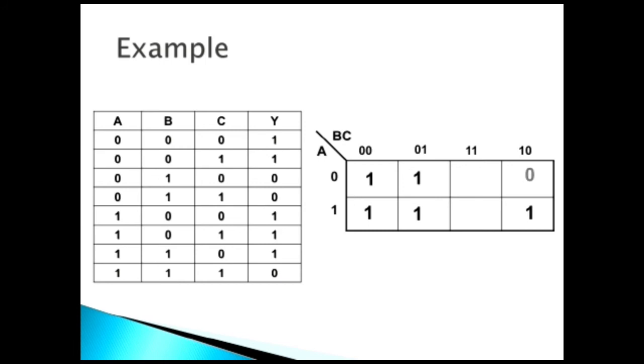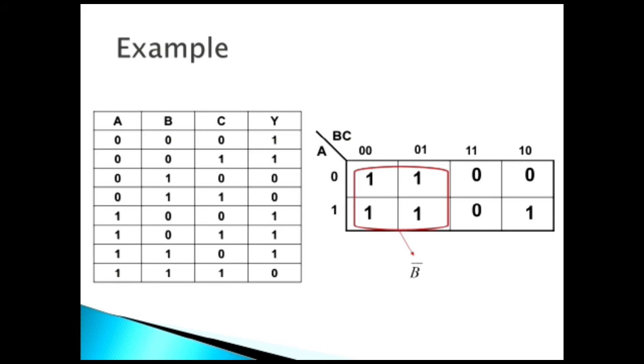After placing the ones, we will place the zeros in the cells. Now, our aim is to make the pairings. Here, one pair is becoming like this. In this group, A is changing from 0 to 1, while B and C are changing from 0 0 to 0 1. So, C is also changing. So, this will give us the B complement.